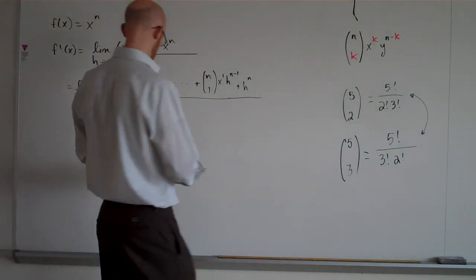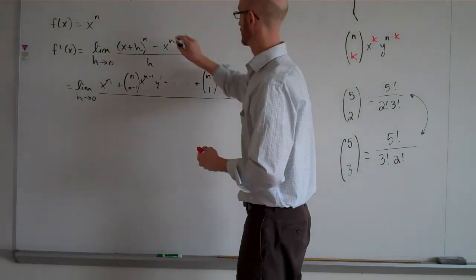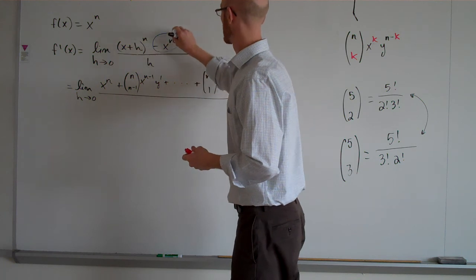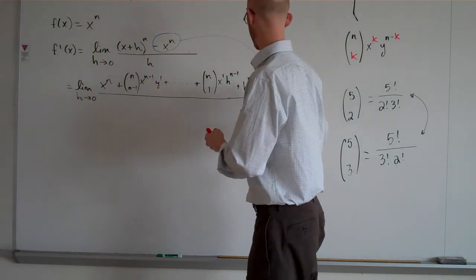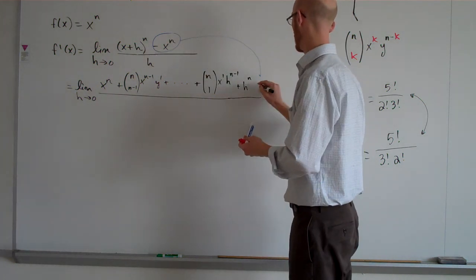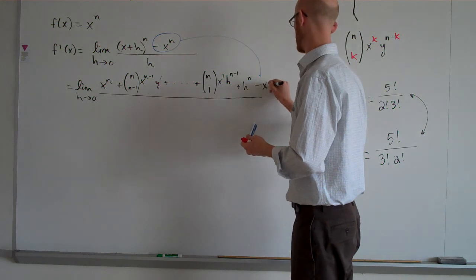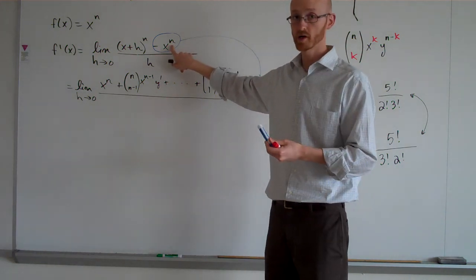Okay, now I have left off this term. So I'm just, again, color coding this to bring this guy down, minus x to the n. This is not part of our binomial expansion.